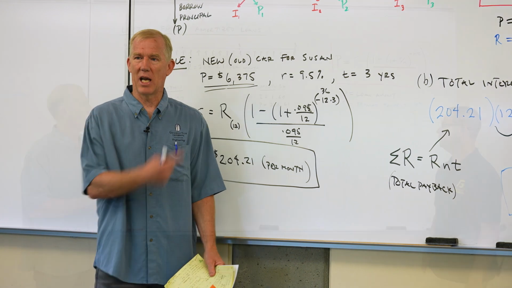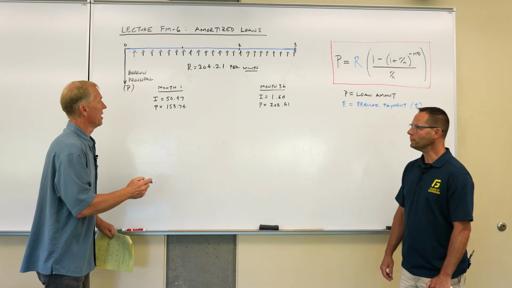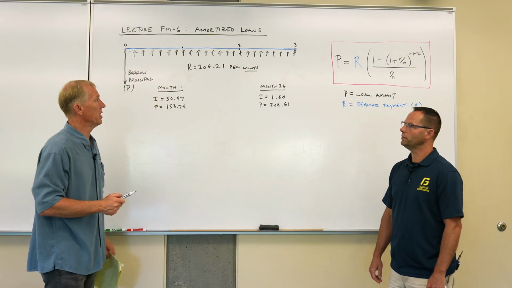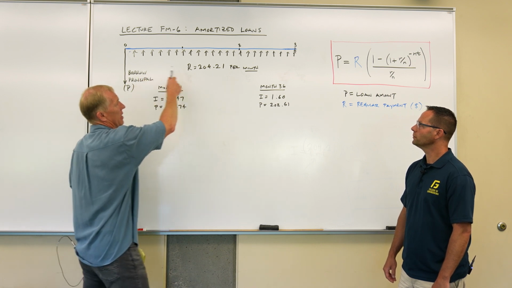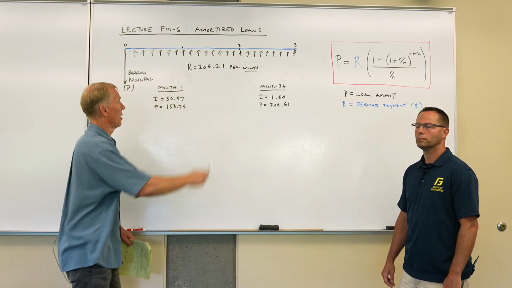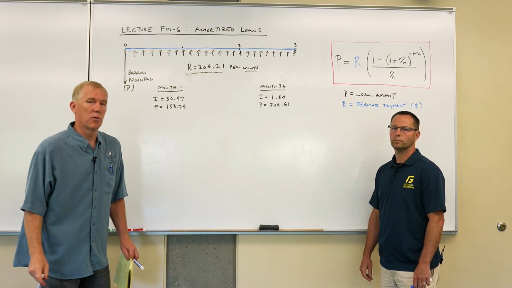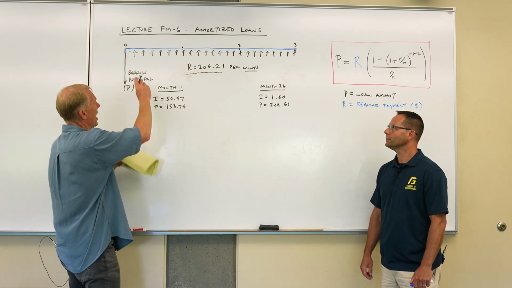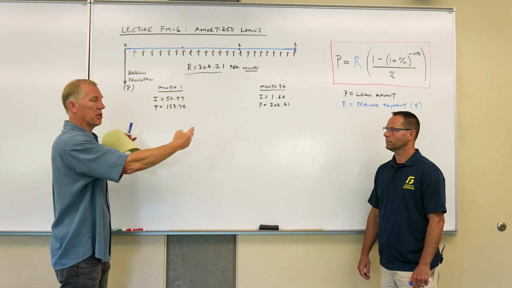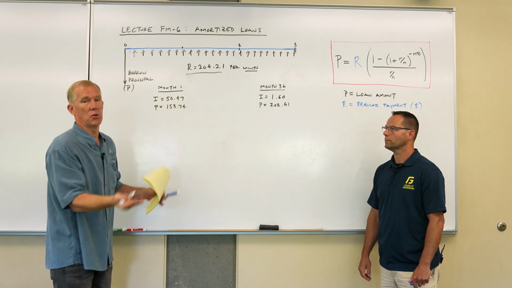Let's jump into one more example on the amortized loan. Okay, before we jump into this next example, just a visual of the loan that we just did. There were 36 payments over the course of those 3 years. Although the payment never changed, it stayed constant at $204.21, what changed is every payment, there was a different distribution of how much went to interest and how much went to principal.